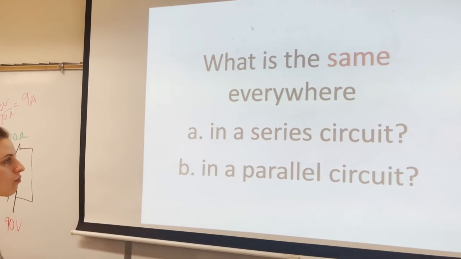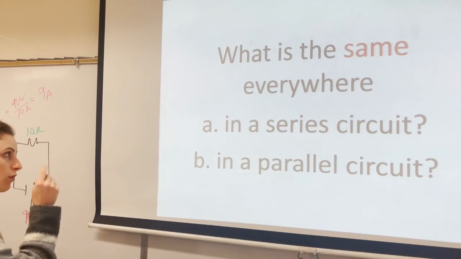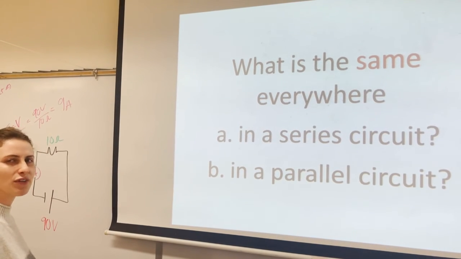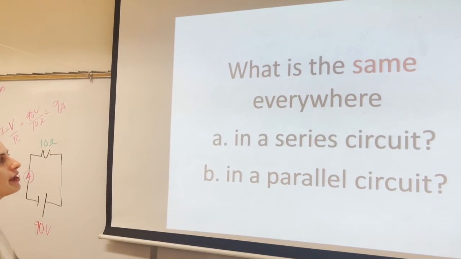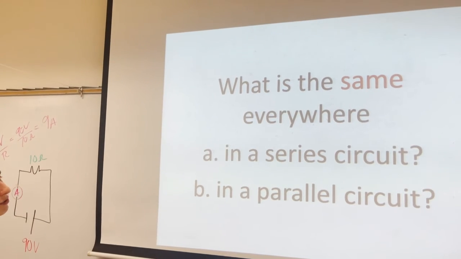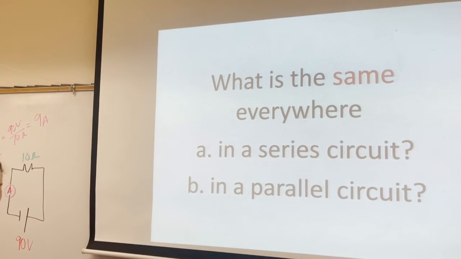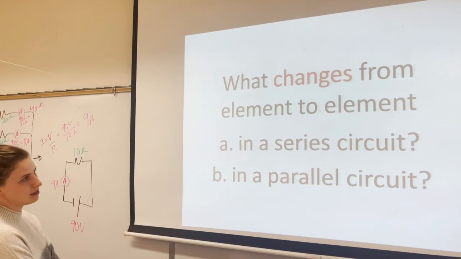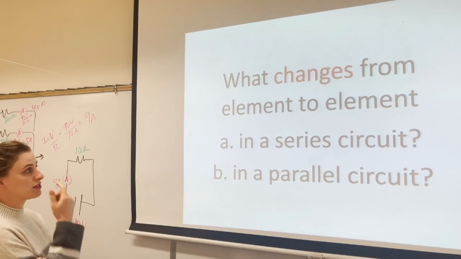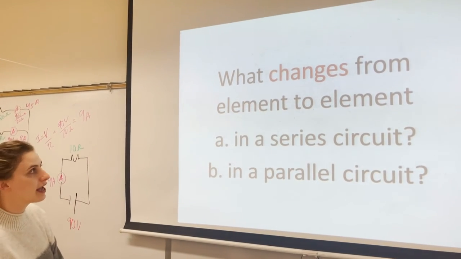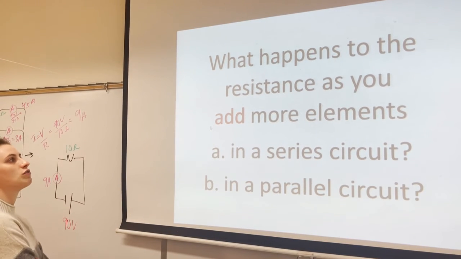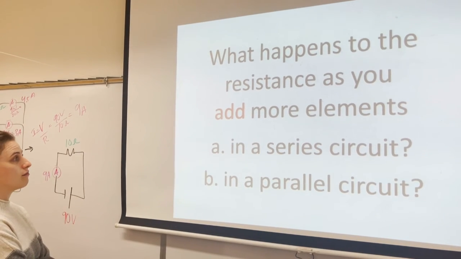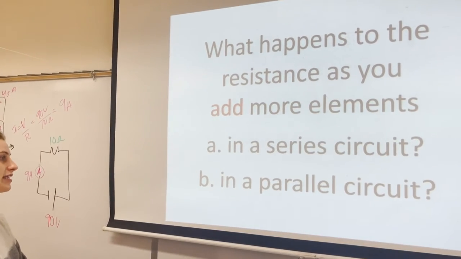Okay. So now I have 3 slides here. I'm just gonna assign them for homework. What is the same everywhere in a series circuit and a parallel circuit? What changes from element to element? What's different in a series and parallel circuit? And then lastly, what happens to the resistance as you add more elements, more resistors, lights, bulbs, whatever it is, in a parallel circuit?